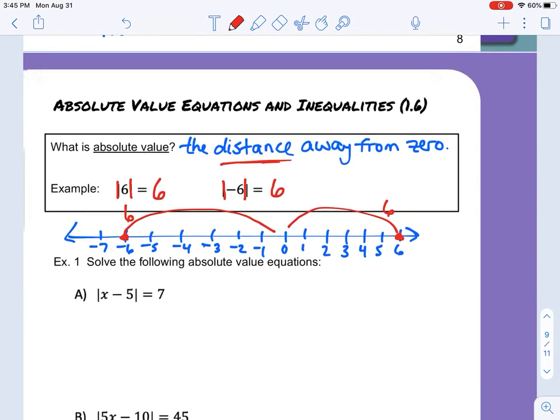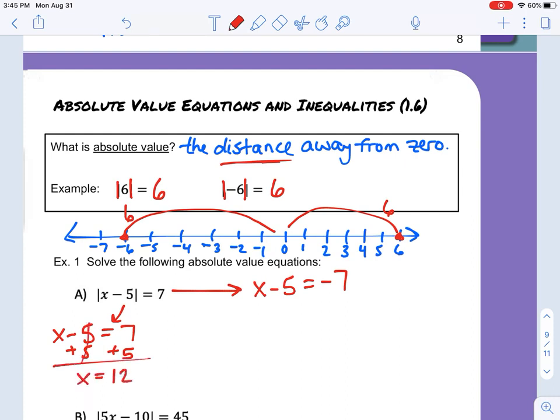So when solving absolute value equations, we end up having two solutions. To get these two solutions, we split our equation into two parts. We have x minus 5 equals 7, and then x minus 5 equals negative 7. This takes care of our absolute value idea. We go ahead and add 5 on both sides, and we get x equals 12. Add 5 on both sides, and we get x equals negative 2.